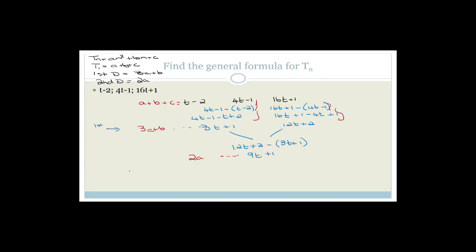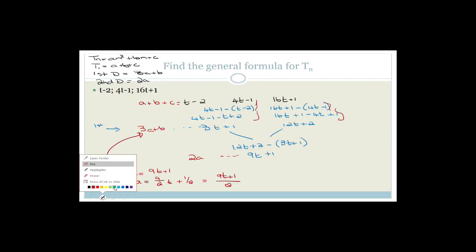Okay, so we got 2a is equal to 9t plus 1. Therefore, a is going to be 9 over 2t plus a half. I don't know if that's very useful to me, but I'm going to try it. Or I could rewrite that as 9t plus 1 over 2. Let's see how that works. Now I'm going to substitute that into here.